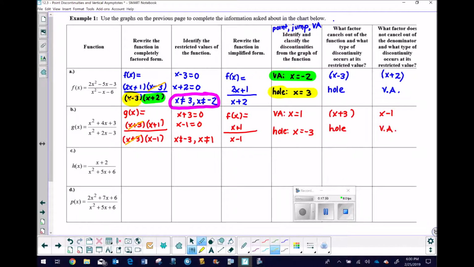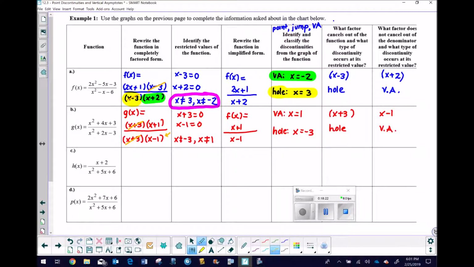So identify and classify the discontinuities. We have a vertical asymptote at x equal positive 1, and we would have a hole at x equal negative 3. What factor canceled out of the function, and what type of discontinuity occurs? Well, the x plus 3 canceling away leads us to finding the hole, and the factor that does not cancel, the x minus 1, leads us to finding the vertical asymptote.